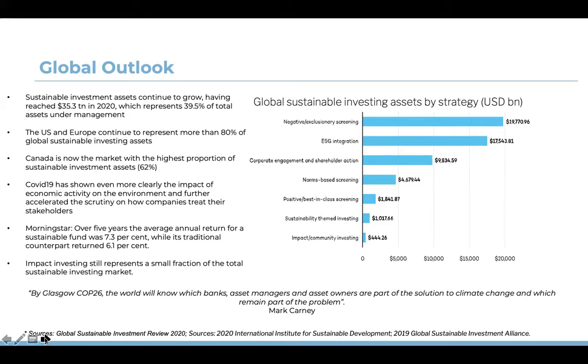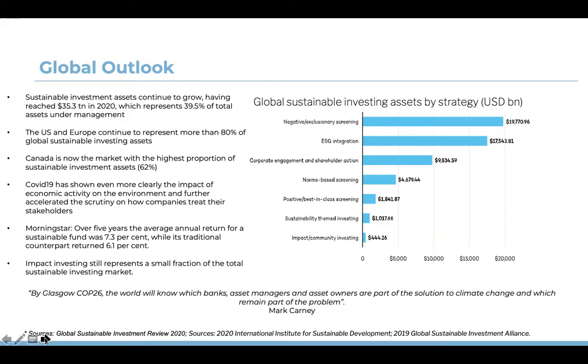Another piece of information that I think is quite interesting is that there's been a lot of research around how sustainable investing funds perform versus traditional investing. And Morningstar has recently finalized a research that demonstrated over 5 years, the average annual return for a sustainable fund was 7.3% as compared to 6.1% for traditional investing.